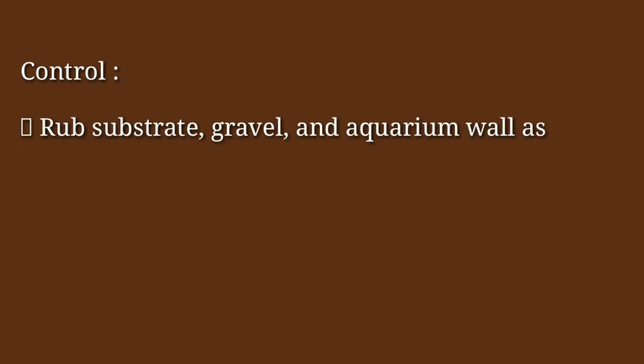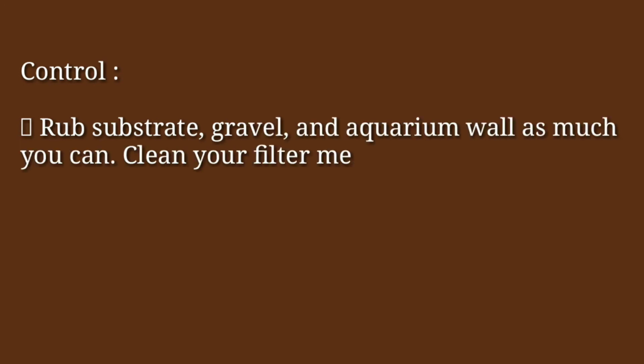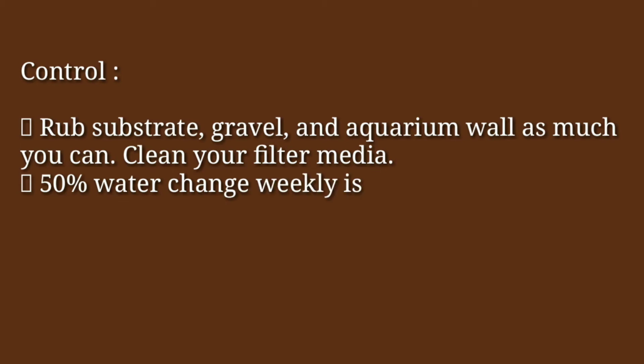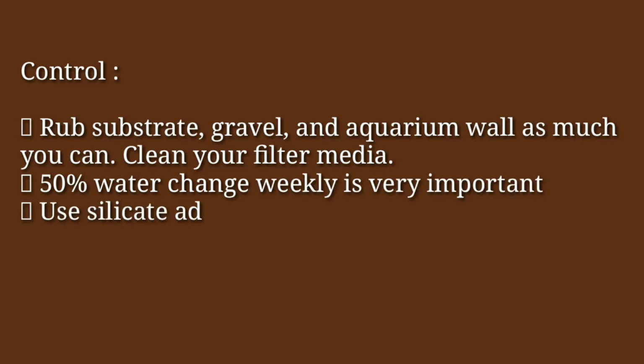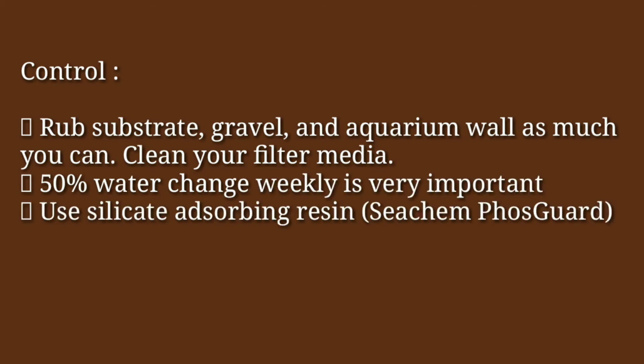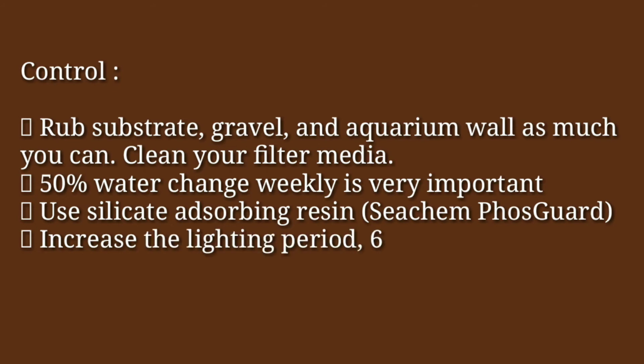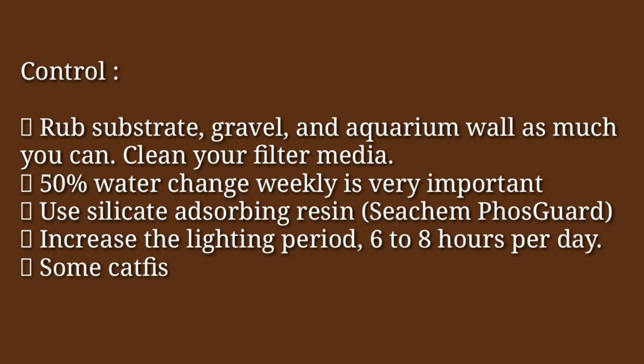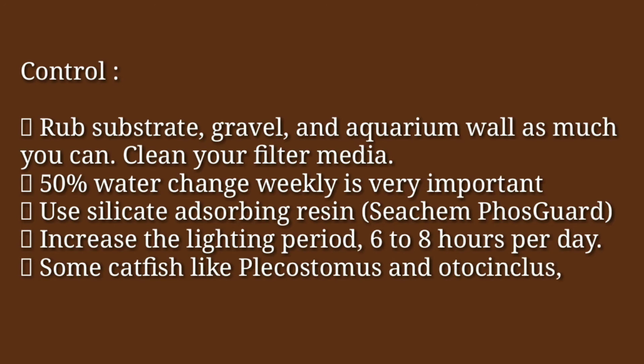Control: rub the substrate, gravel, and aquarium walls as much as you can. Clean your filter media. A 50% water change weekly is very important. Use silicate adsorbing resin, like Seachem Phosguard. Increase the lighting period to 6 to 8 hours per day. Some catfish like Plecostomus and Otocinclus love to eat diatoms.